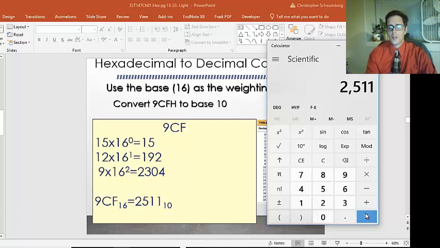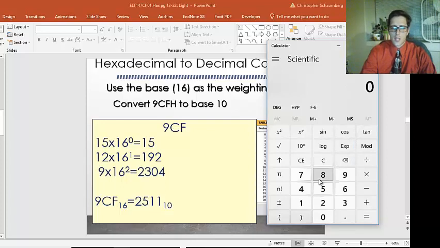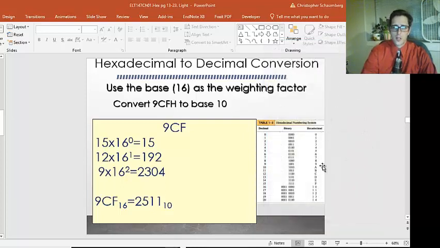Yeah, 2,511. So that's actually the correct answer. So let's check that one more time. Let's go 15 plus 12 times 16 plus 9 times 16 to the power of 2 is equal to 2,511. That is correct.